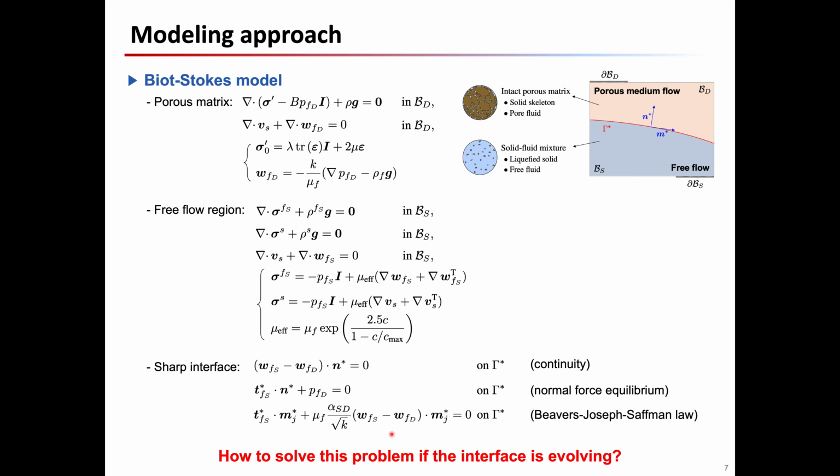This coupled flow can be implemented by using two numerical subdomains and combining them together with the transmissibility conditions. However, the implementation becomes extremely difficult when this interface is evolving. Therefore, the goal of this study is to propose a model that is capable of handling the evolving interface.